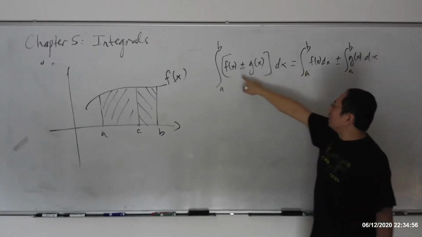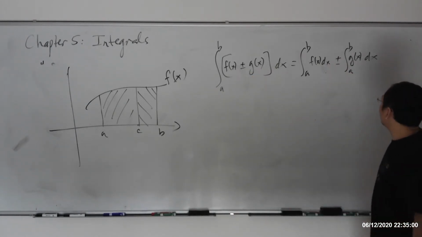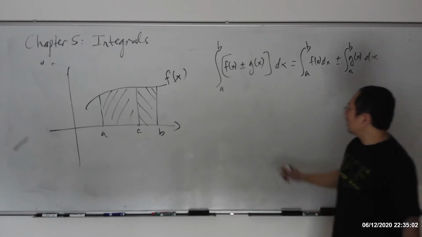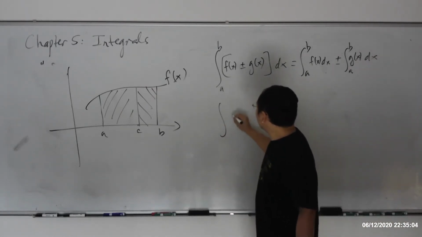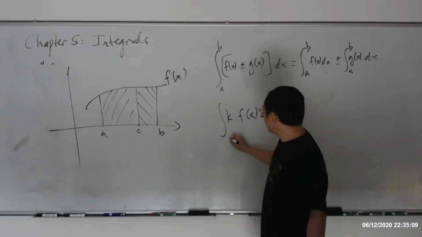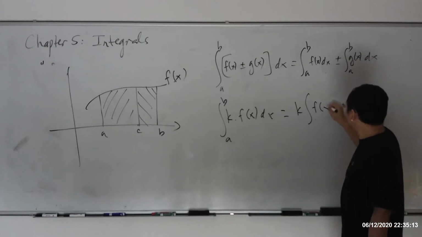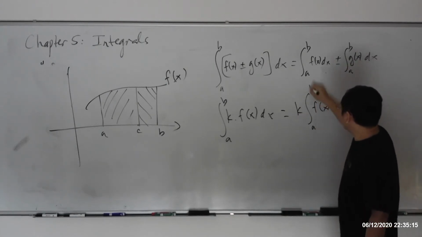What is it all about? You have the integral of the sum of two functions. You can break it out as the sum of two integrals, okay? And if you have a constant, say integral of k times f of x dx, where k is a constant, from a to b, it's going to be equal to k times the integral of f of x dx from a to b.